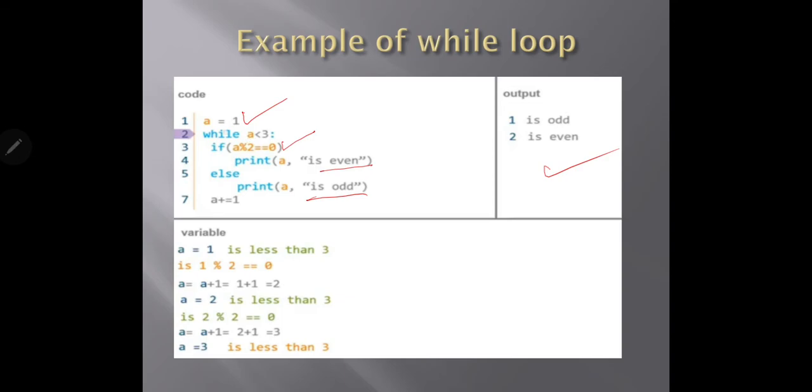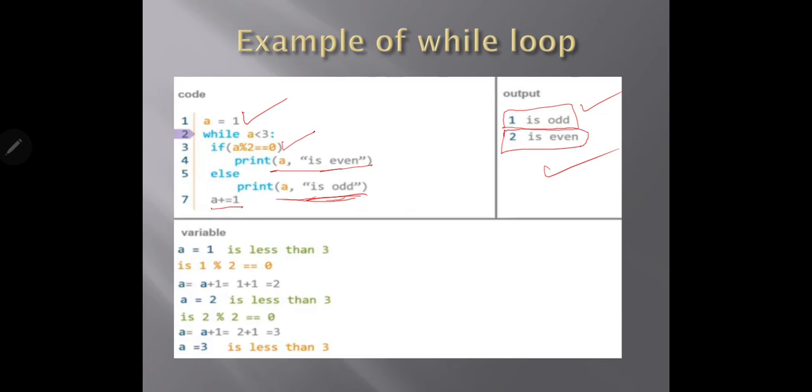So we can see that a is 1 here, so it will print 1 is even, sorry, 1 is odd, because 1 mod 2 is not equal to 0, it is 1. So 1 is odd will get printed. And then we are incrementing a, it will become 2, while a is less than 3. Okay, we know that 2 is less than 3, so again it will go inside this loop. It will check 2 mod 2 equal to 0. Yes, it is. So it will print a is even, meaning 2 is even, and this will get printed.